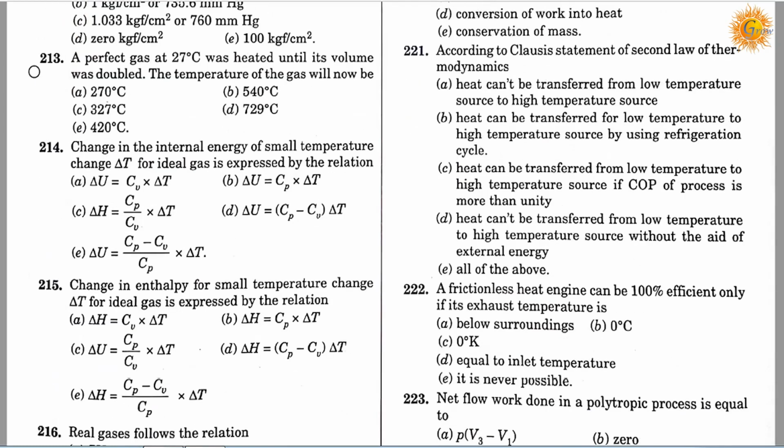Question number 213. A perfect gas at 20 degrees centigrade was heated until its volume was double. The temperature of the gas will now be option A, 270 degrees centigrade, option B, 540 degrees centigrade, option C, 327 degrees centigrade, option D, 729 degrees centigrade, option E, 420 degrees centigrade. So correct answer is C. It will be 327 degrees centigrade.